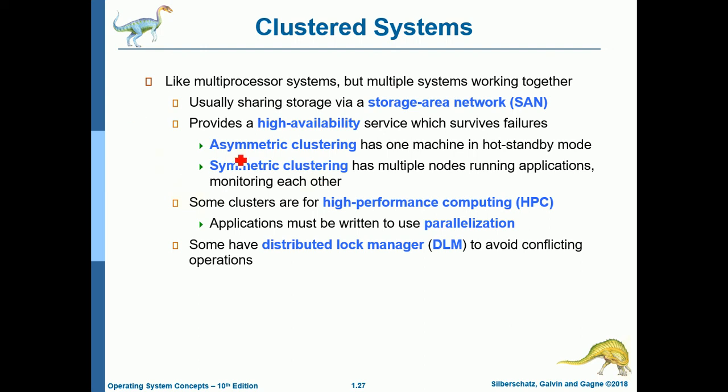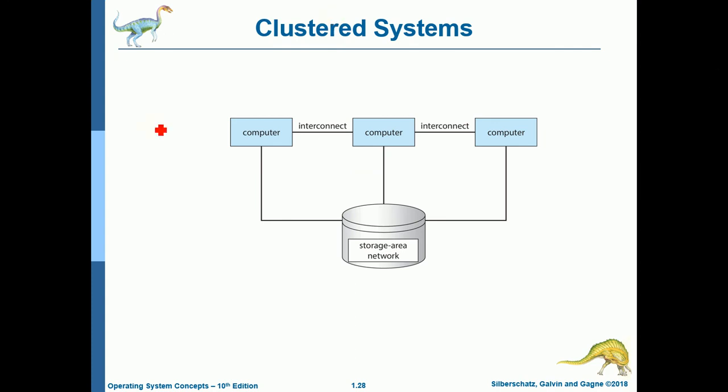Meaning, the one who does all the work is computer one. When computer one crashes, computer two will take over. That is the one machine in hot standby mode, just in case computer one has crashed. And then next, symmetric clustering has multiple nodes running applications and monitoring each other. Some clusters are for high performance computing, so applications must be written to use parallelization. Some also have a distributed lock manager to avoid conflicting operations.